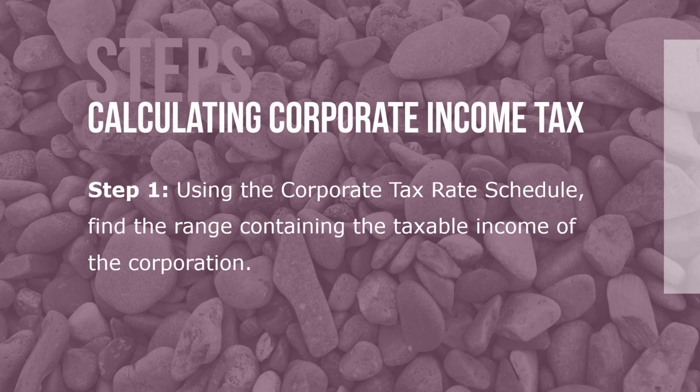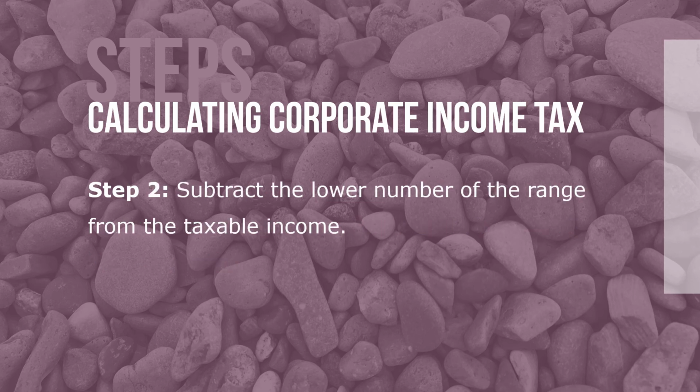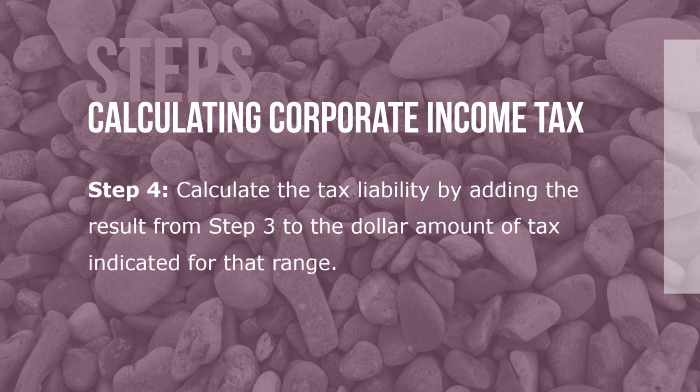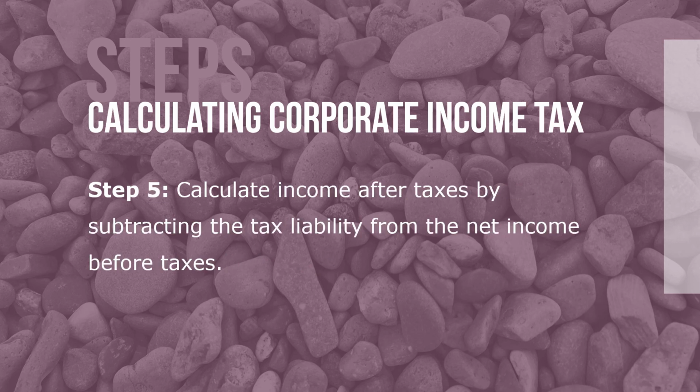The IRS uses a corporate tax rate schedule to calculate the amount of income tax due from corporations. Here are the steps to calculating corporate income tax. Step 1. Using the corporate tax rate schedule, find the range containing the taxable income of the corporation. Step 2. Subtract the lower number of the range from taxable income. Step 3. Multiply the result of Step 2 by the tax rate listed for that range. Step 4. Calculate the tax liability by adding the result from Step 3 to the dollar amount of tax indicated for that range. Step 5. Finally, calculate income after taxes by subtracting the tax liability from the net income before taxes.